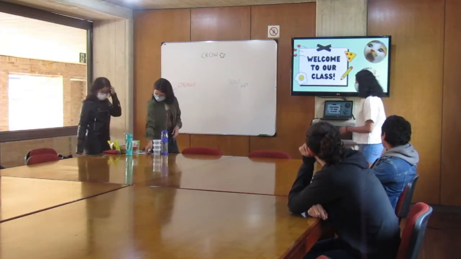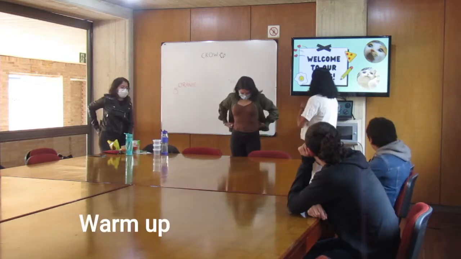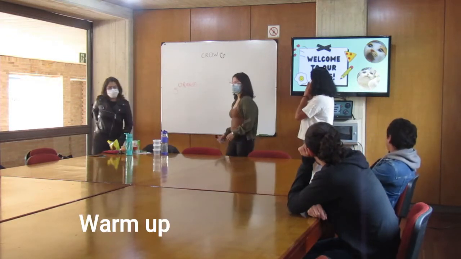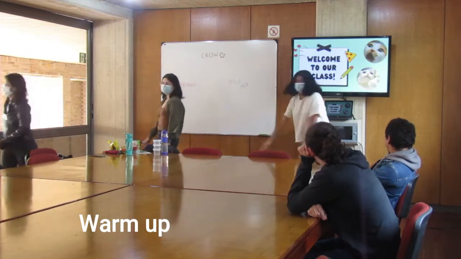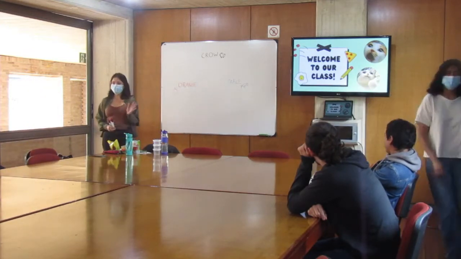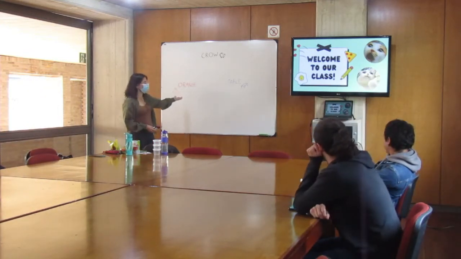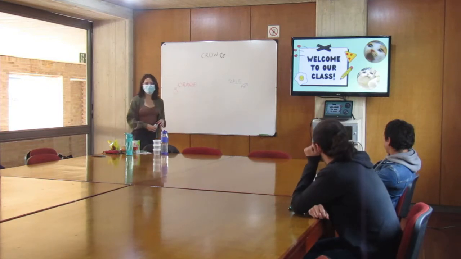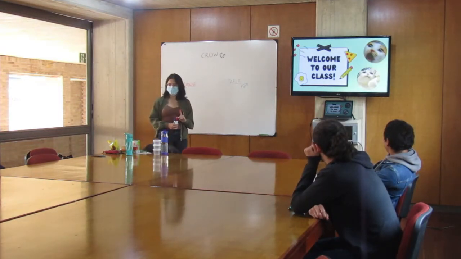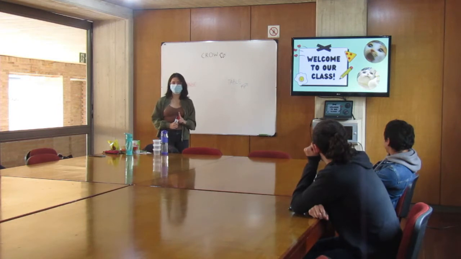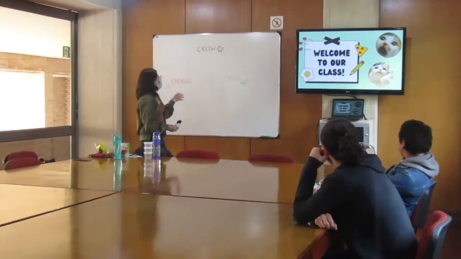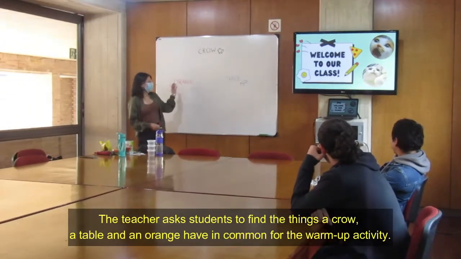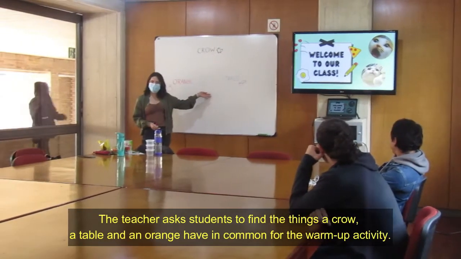As you know, we're going to be reviewing the Venn diagram. We're going to be starting with our warm-up activity. Hello, good morning, guys. You have a crow, an orange, and a table. So I'm going to ask you one question. It's a simple question, but you have to think because it's kind of hard. Can you think of something that an orange and a table have in common?